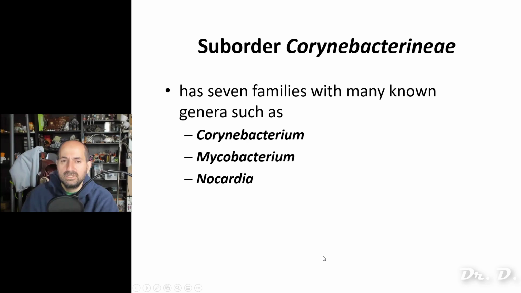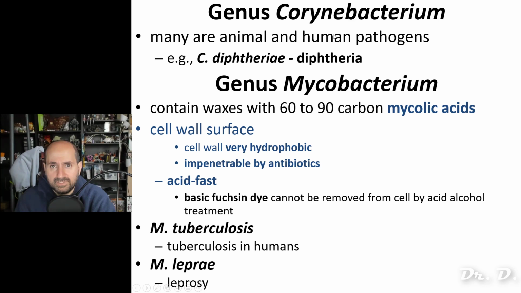So let's talk about a suborder called Corynebacteriaceae. These include the Corynebacterium, the Mycobacterium, the Nocardia. Let's talk about these guys. The Corynebacterium. What you need to know about these is that they are common human and animal pathogens. For example, if you've ever heard of Corynebacterium diphtheriae or C. dip, this is the causative agent of diphtheria in humans. This is why you get your vaccinations, to prevent that.